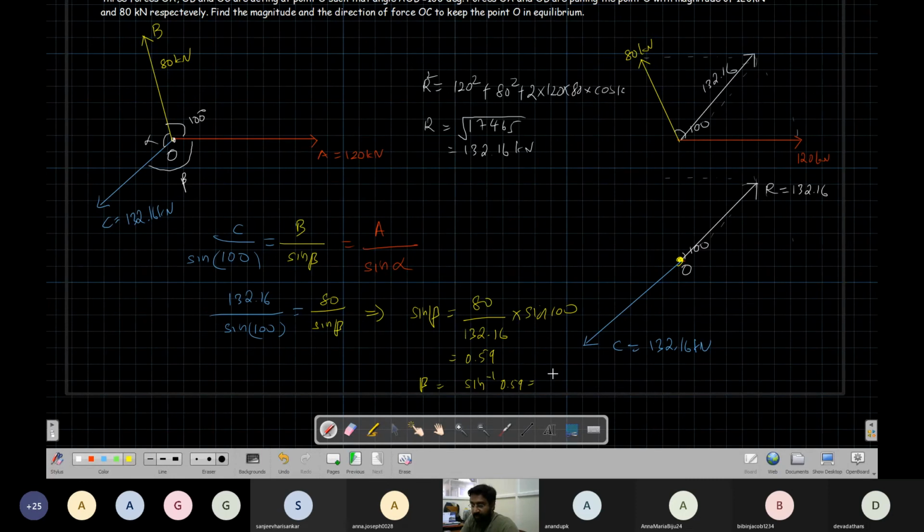You can calculate the sin inverse, which gives 36.15 degrees. So we got the angle beta as 36.15 degrees.